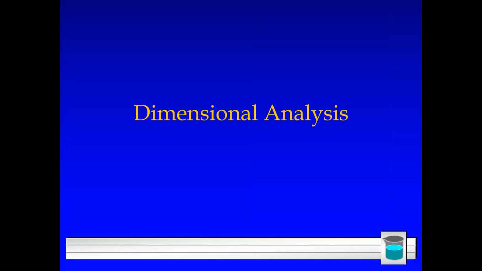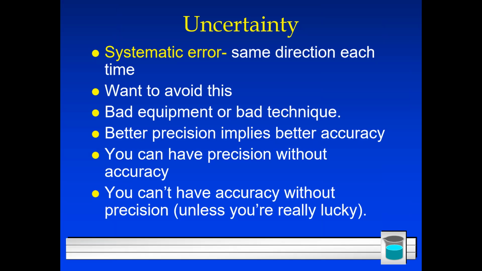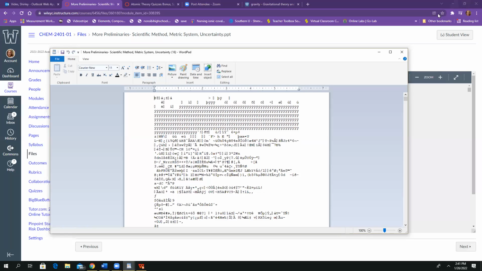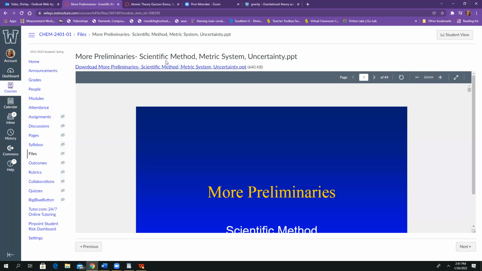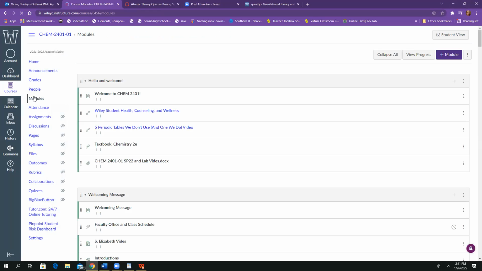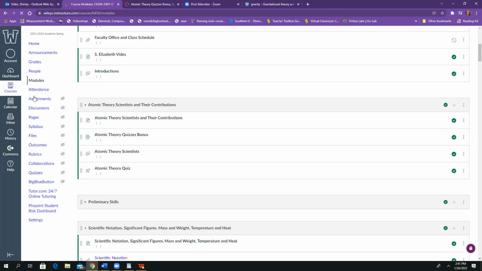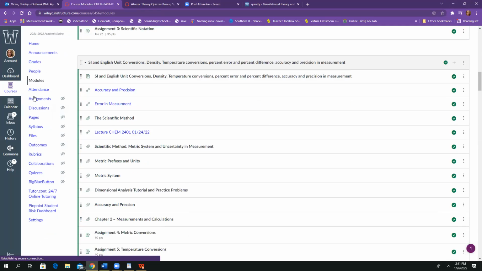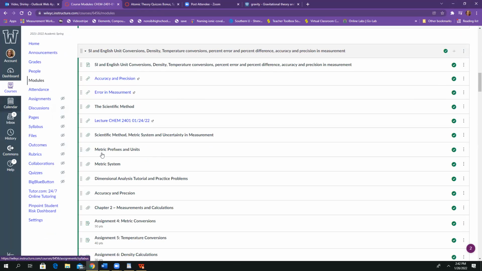All right, so looking at that, we're going to stop here and leave it. We're not looking at the metric system yet. We're going to look at error. And for that, we need to go back and look at the different types of error, well, accuracy and precision, sorry, and how to measure it. So right here, we have this PowerPoint known as accuracy and precision.